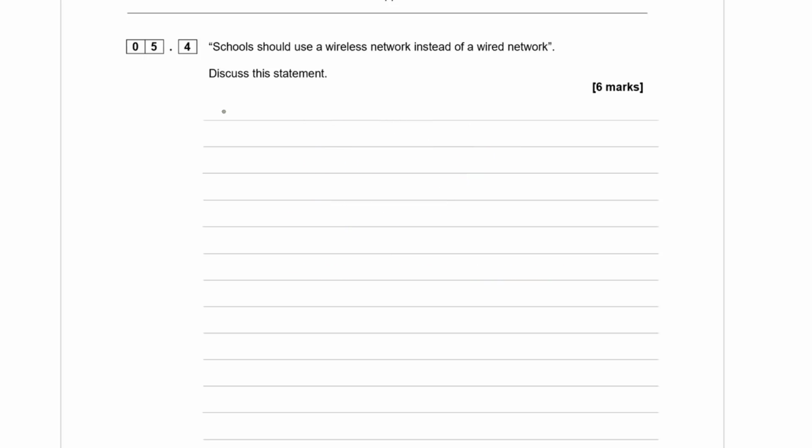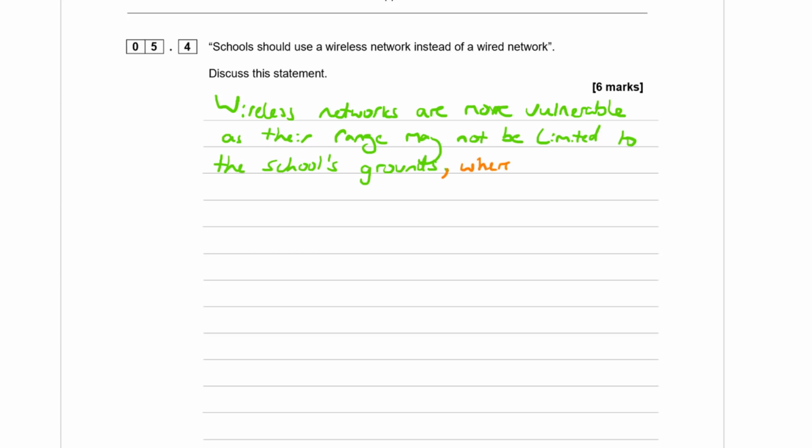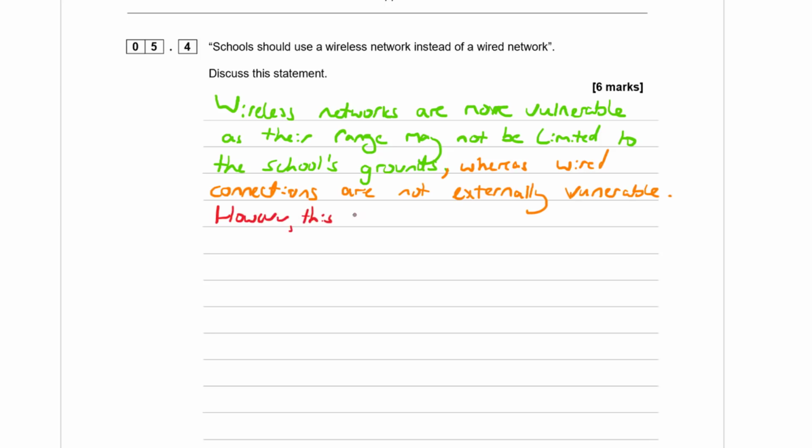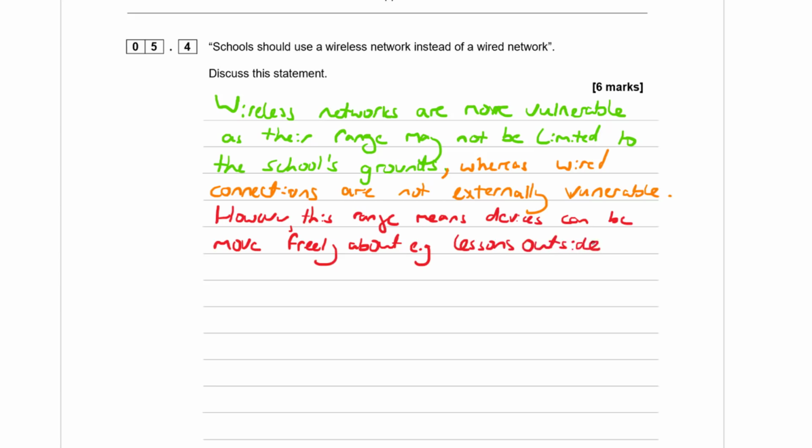So to start with security first and then try and link it to something else, we could say that wireless networks are more vulnerable as their range may not be limited to the school grounds, whereas wired connections aren't vulnerable externally. To link it, we could say something like, however, this range means devices can be moved freely about. I'm going to link it to the school situation, for example for lessons outside. I don't know how often those happen, but they could happen in theory. The teacher might want to move the laptop outside and things like that.